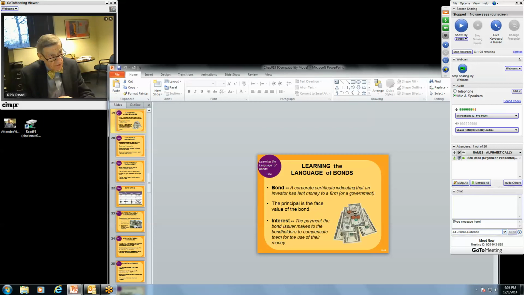The next type of security we're going to talk about is a bond. And I want you to keep in mind that the major difference between a bond and a stock is that a bond is debt. Selling stock becomes an asset because that money comes back to the company. Issuing bonds is entirely different.